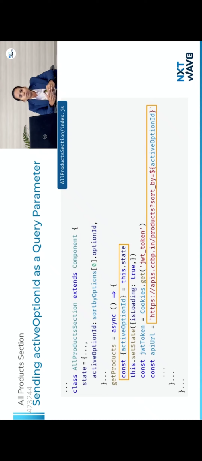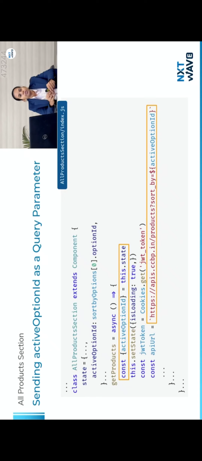So now, you can see here that firstly from the state we are accessing the active option ID, which will have price high, price low, the appropriate category that has been selected in the drop down, right? And then based on that, you can see that in the API URL we are adding that as a query parameter. You can see there's a question mark, sort by equal to, and we are providing the appropriate option that we have selected in the drop down.